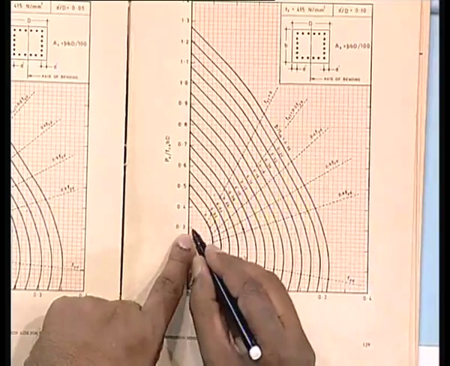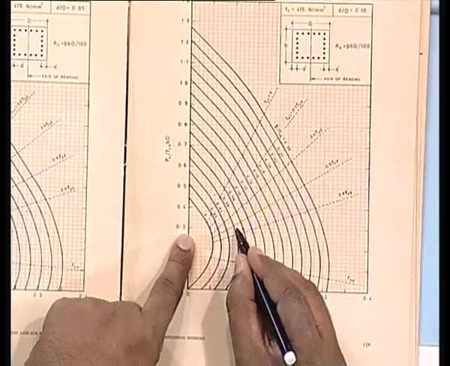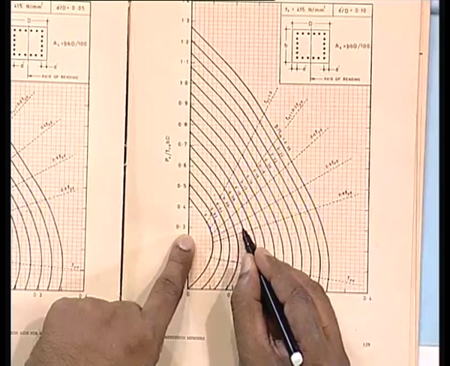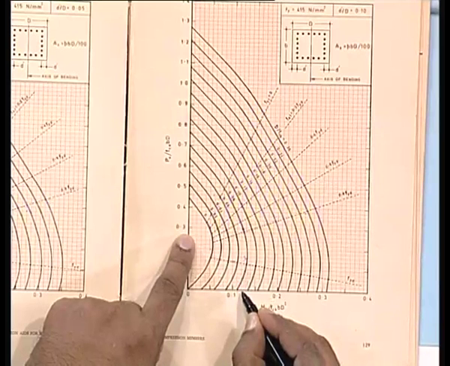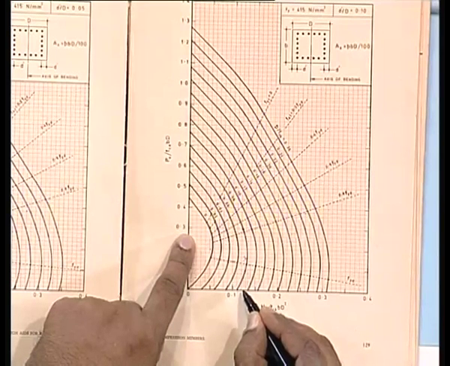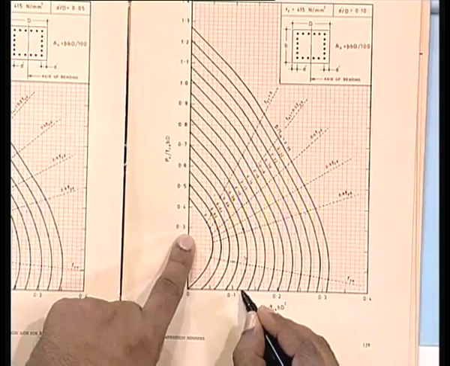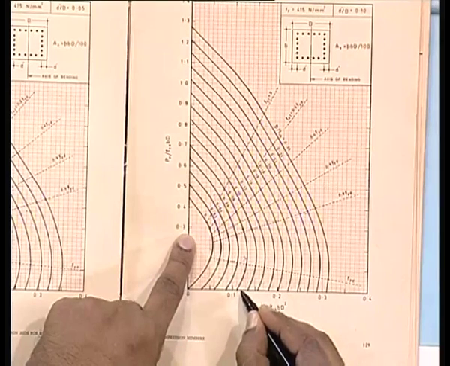So I am going along this, and wherever it is cutting that curve of P by FCK 0.08, then I am coming down. When I come down, I can get where it is cutting here, 0.12.